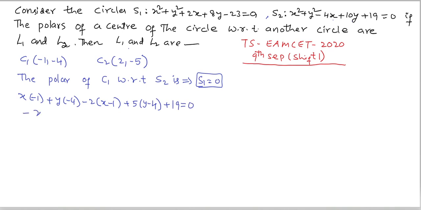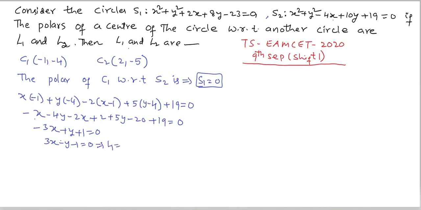That is minus x minus 4y minus 2x plus 2 plus 5y minus 20 plus 19 equal to 0. There is minus x minus 2x, that is minus 3x, minus 4y plus 5y is plus y, and 2 minus 20 plus 19 is plus 1, equal to 0. Take minus common, 3x minus y minus 1 equal to 0. This is the line L1 equal to 0, the first line.